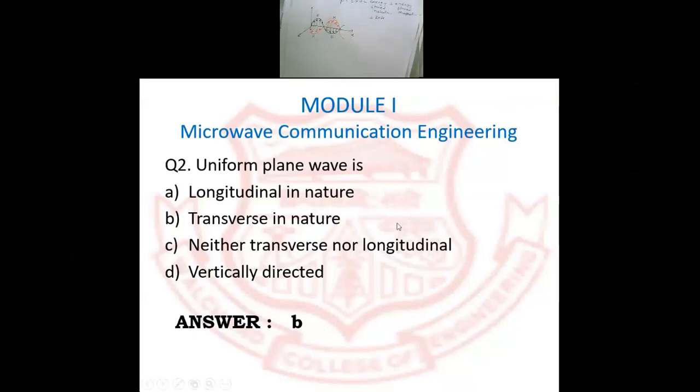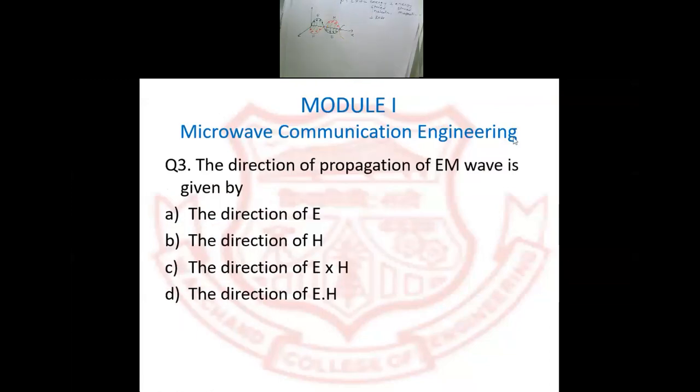Next question. The direction of an electromagnetic wave is given by what? Write down your answer now. The answer is C, E cross H. Right, because the answer is here itself. That is the direction of the electromagnetic wave.